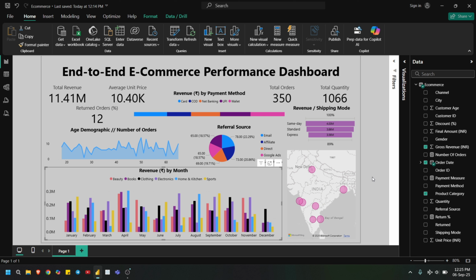And at the end, there's a map that shows the revenue as per the cities. So this was my Power BI project.